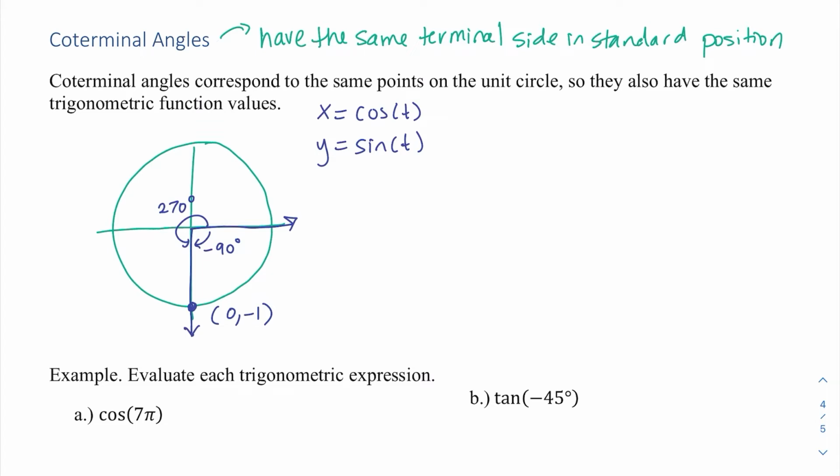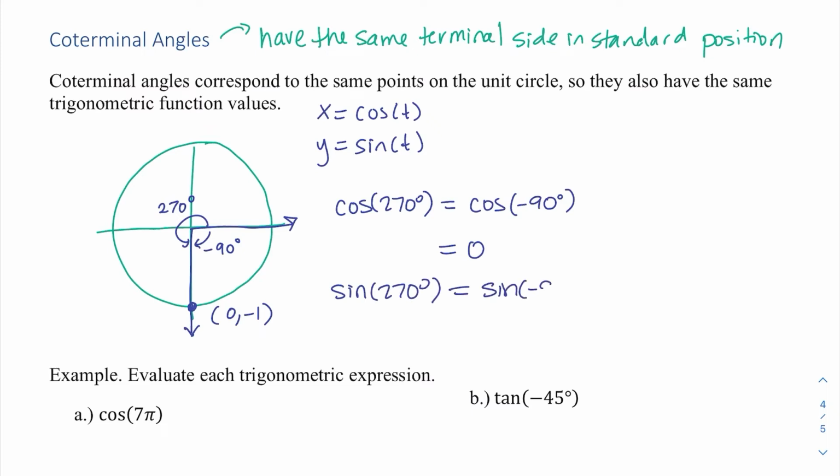So what this is telling me is that cosine of 270 degrees is the same thing as cosine of negative 90 degrees, and both of those are equal to 0 because they're the x-coordinate. Sine of 270 degrees is the same as the sine of negative 90 degrees, and in this case that is negative 1. So let's remember, how are we able to tell if two angles are coterminal?